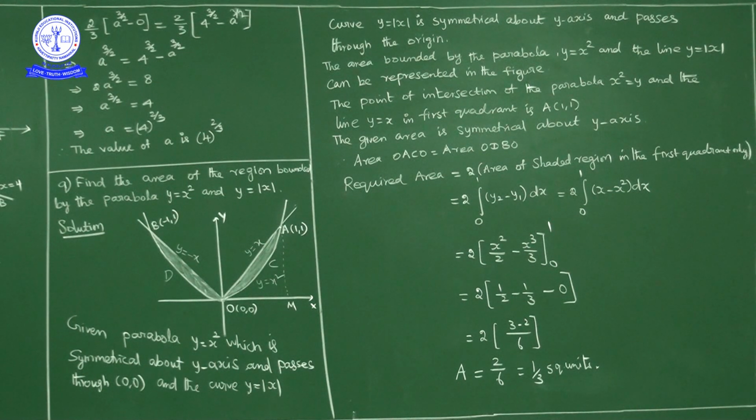If you substitute the upper limit, anyhow the lower limit is 0 only, no? So 2 into 1 by 2 minus 1 by 3, 2 into, LCM is how much? 6, so 3 minus 2. Okay, 2 cancels. So what is the final answer? 1 by 3 square units.